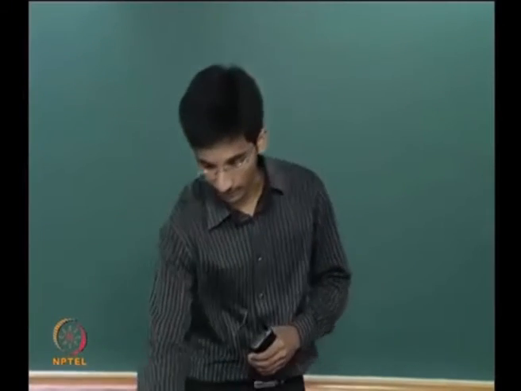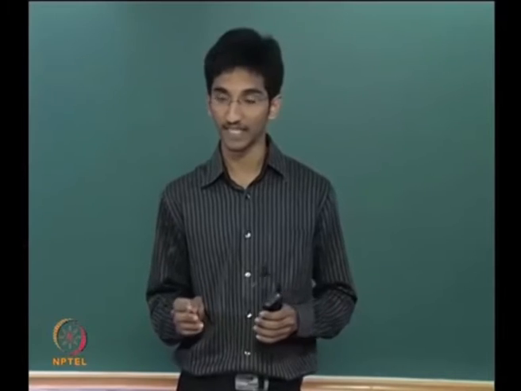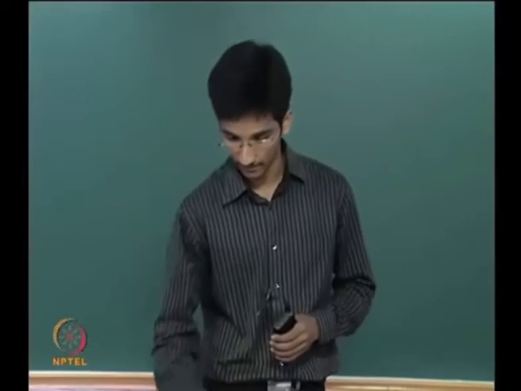BT10B054. Today I am here to talk about a technique which is widely used to distinguish two major classes of bacteria. Crystal violet, a dye which irreversibly stains one class of bacteria but not the other, forms the basis of this technique.